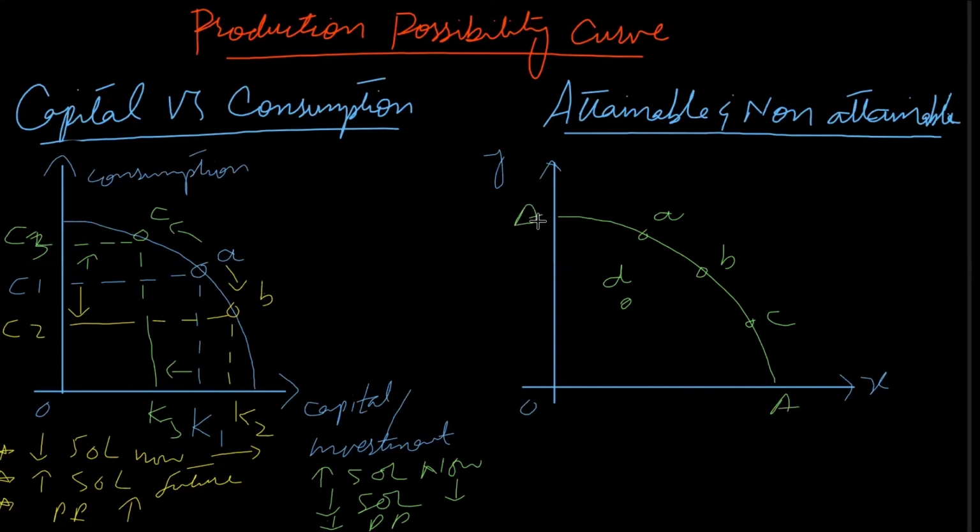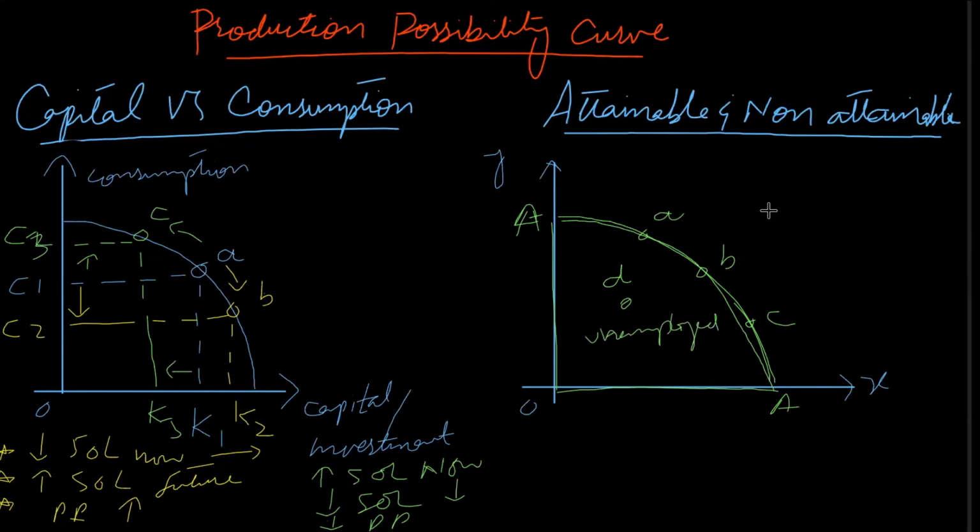AA, capital AA, shows the boundary of resources. It means we have this much boundary of resources and we can produce anywhere within this boundary, right? Since point D is inside the production possibility curve, within the boundary of resources, we can produce at point D, but point D is not an efficient point because resources are unemployed.